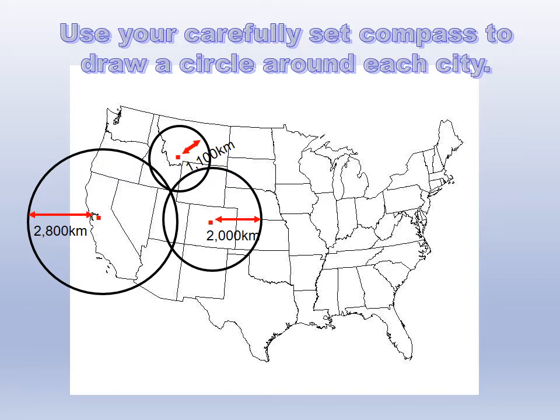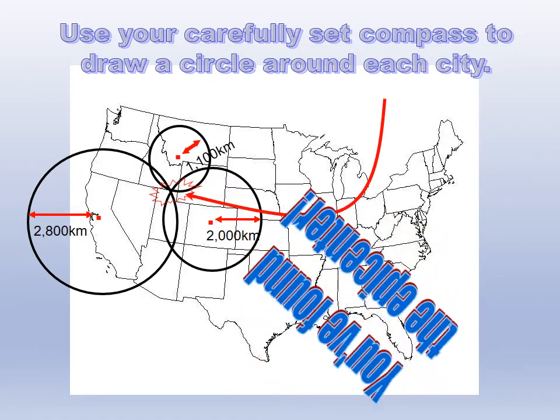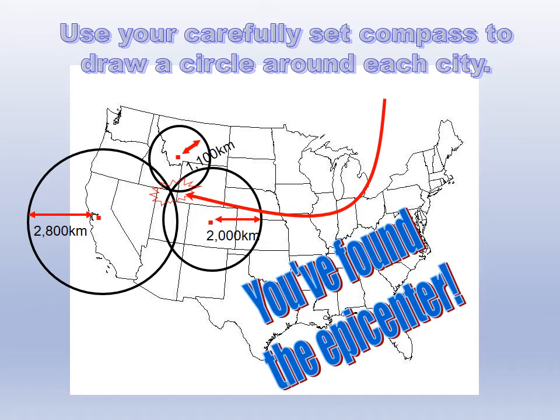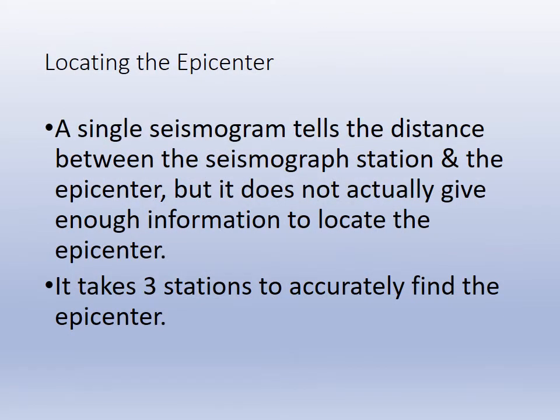Notice in San Francisco, our distance was 2,800. So anywhere on that circle could have been the epicenter. Our distance varies from station to station. You need 3 to triangulate. And when you have 3, you can locate the epicenter. So a single seismogram just tells the distance, so you need 3 stations to triangulate your epicenter.